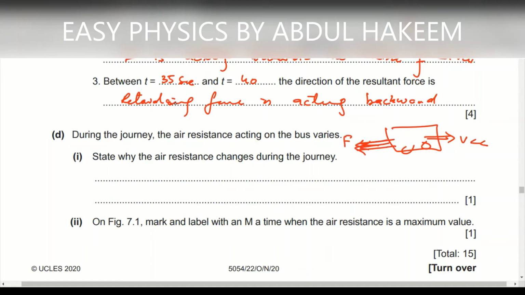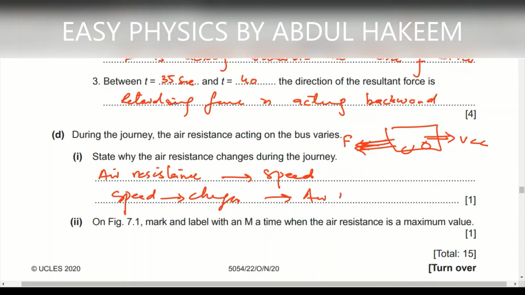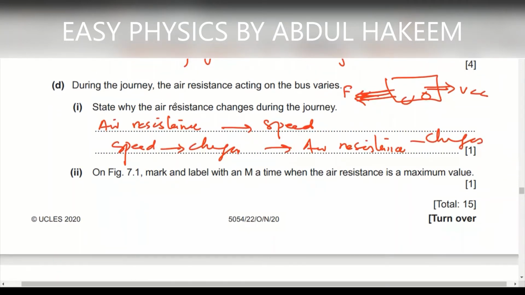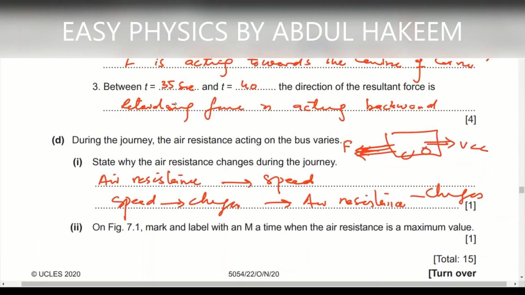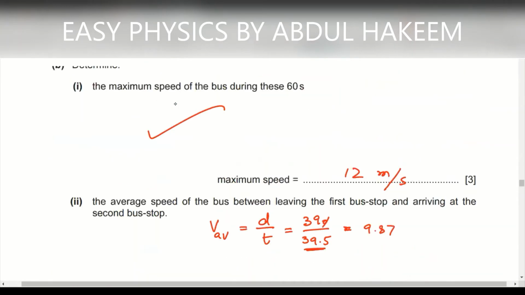Next, during the journey, the air resistance acting on the bus varies. State why the air resistance changes during the journey. Air resistance depends on the speed. When speed changes, definitely the air resistance changes. Next, figure 7.1. On figure 7, mark and label with an M a time when the air resistance is at maximum value. I mean the maximum speed, so the maximum resistance.